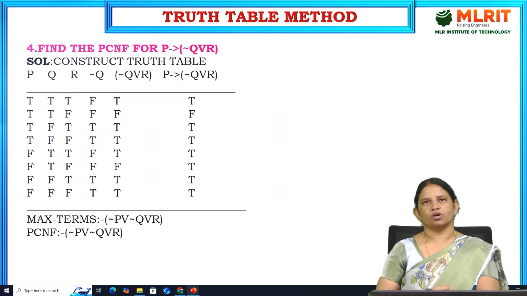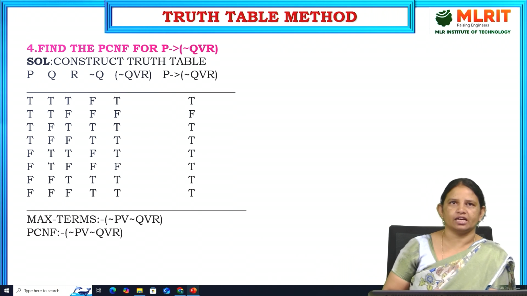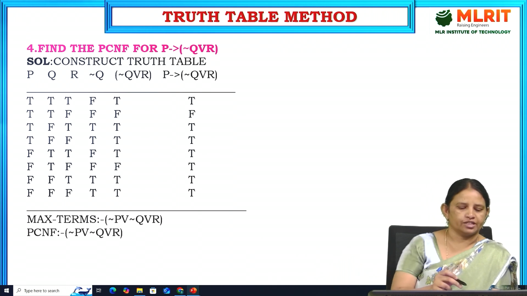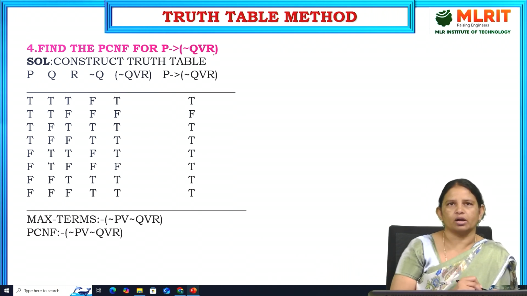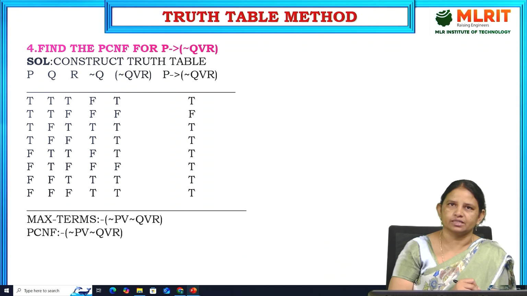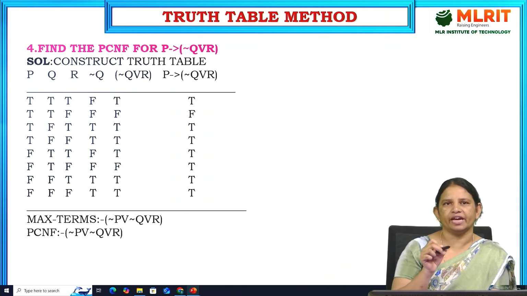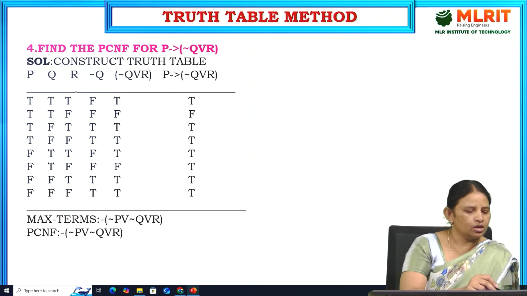Now consider one more example for a better understanding of what PCNF is. Next, P implies Q or R. Here there are 3 propositions present, so the truth table consists of 8 rows and a maximum of 8 max terms are possible. So P, Q, R. Take the negation, which takes the opposite: true, true, true, false, false only. False, false returns true.